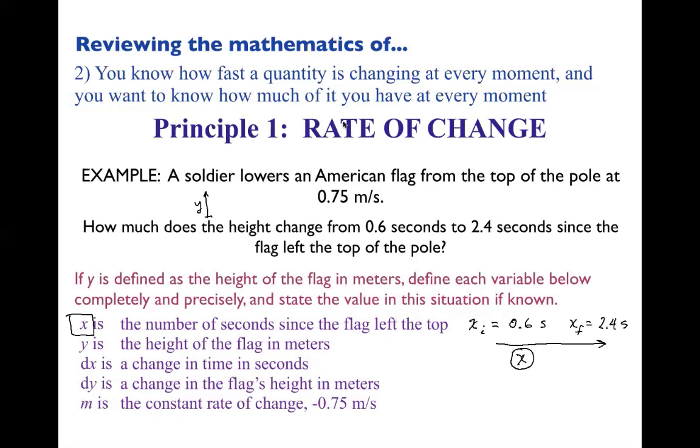Okay, what about dx? So when x is 0.6, what's the value of dx? Are we referring to dx when the initial value of x is still 0.6? Yes. It's going to be 0, right? 0. And then dx would vary from 0 to 1.8. 1.8 seconds.